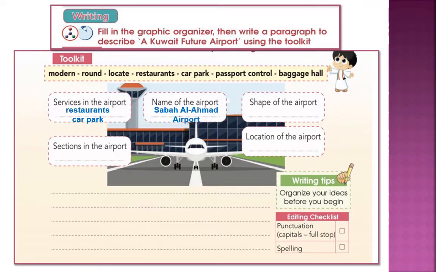Name of the airport, Sabah Al Ahmad Airport. Shape of the airport is a round building. Location of the airport, located in Al Ahmadi. Sections in the airport, passport control and baggage hall. So this graphic organizer can help us to write a paragraph of 4 or 5 sentences about a Kuwait future airport.